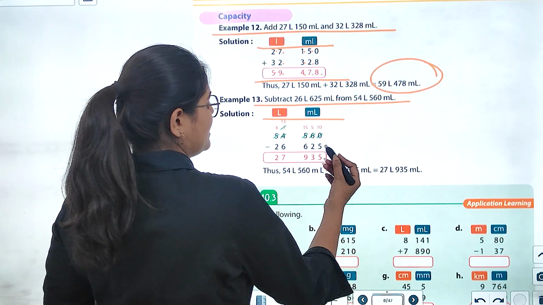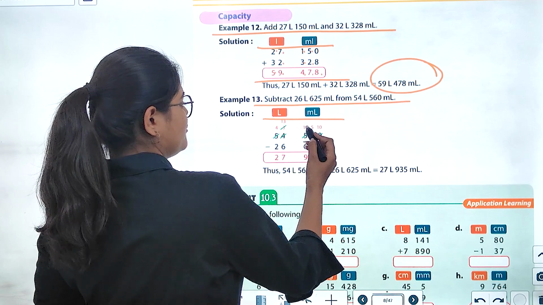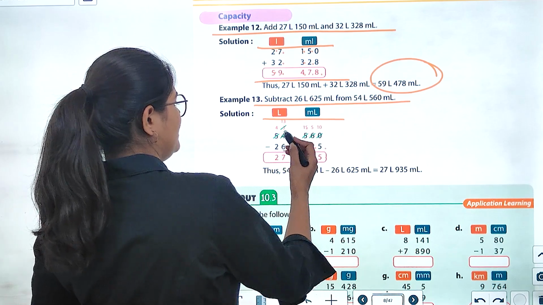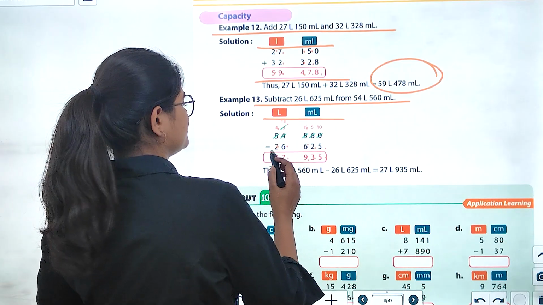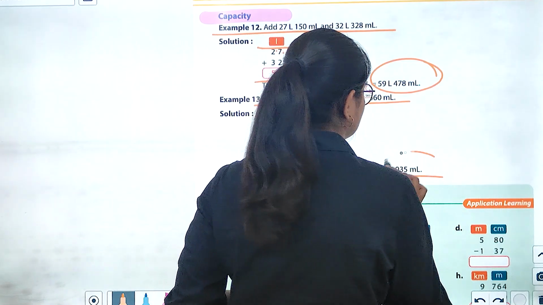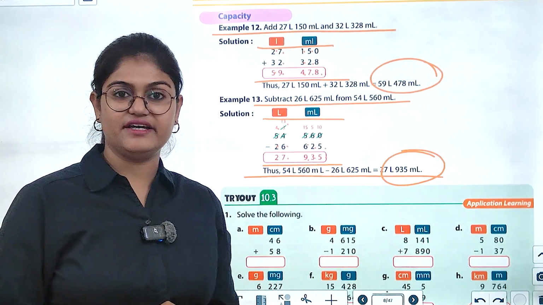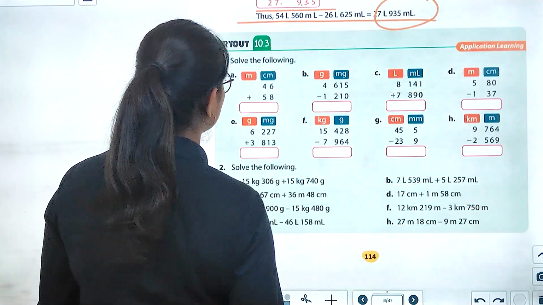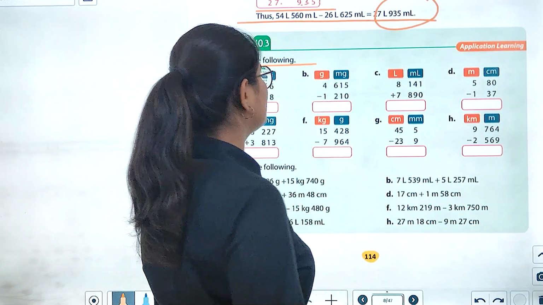So, it is 10 minus 5 is 5. Then 5 minus 2 is 3. 15 minus 6 is 9. 13 minus 6 is 7. 4 minus 2 is 2. Right? So, the answer becomes 27 liters, 935 milliliters. Now, moving ahead, we have the exercise which says solve the following.